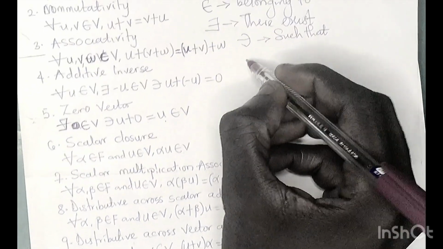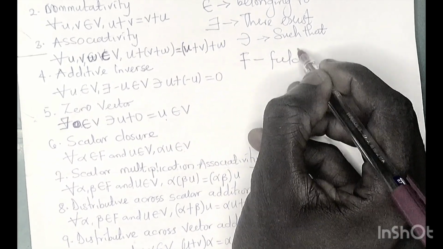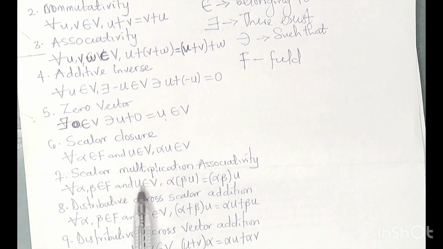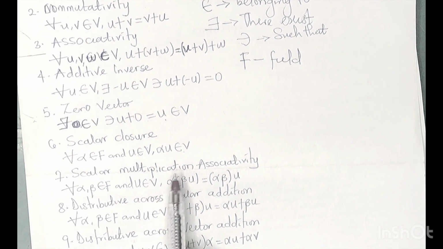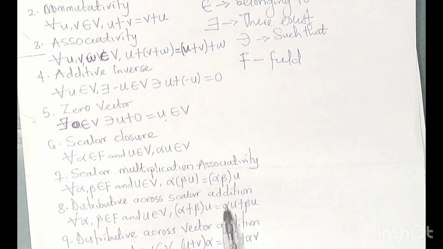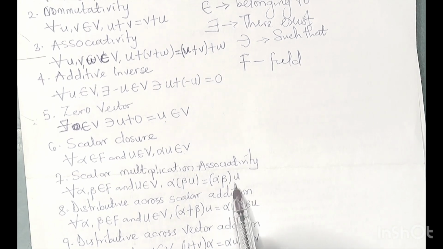So F is a field. Are you seeing that now? So for every alpha and beta in field F and u in V, alpha multiplied by beta u should give me the same thing as what? Alpha beta multiplying what? u.